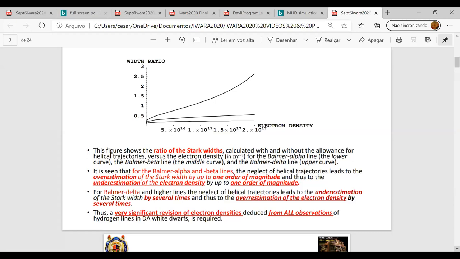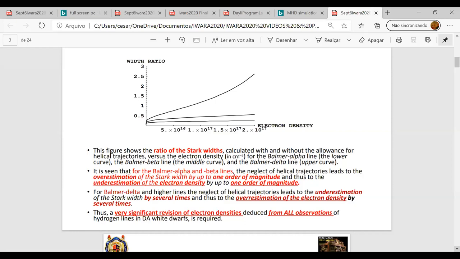Interestingly enough, the Balmer gamma line is the least affected. So one of the consequences of these results is for the future. First of all, it's probably a good idea to look back at all previous interpretations of experimental Balmer lines from white dwarfs and the electron density deduced from them.